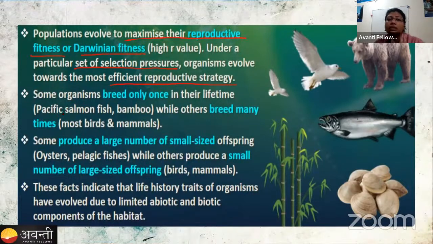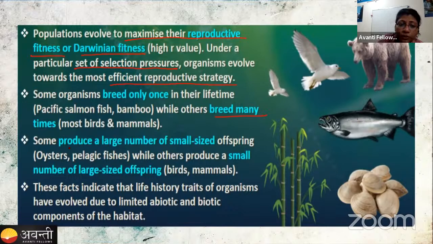So there are different types of organisms, right? If an organism is breeding once in a lifetime, they are going to produce a large number of offspring. Obviously, if they are reproducing once, they have to maintain their numbers, so they produce a large population. But when they breed many times, they produce a small number of offspring, because in the coming years they keep on reproducing. So that is why, okay.